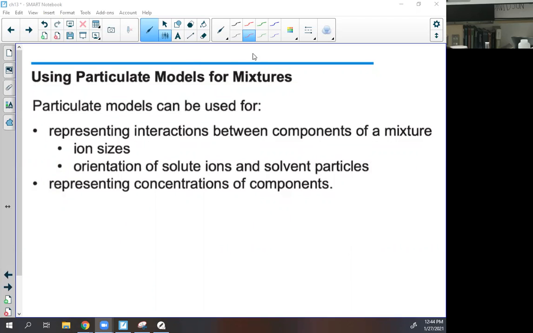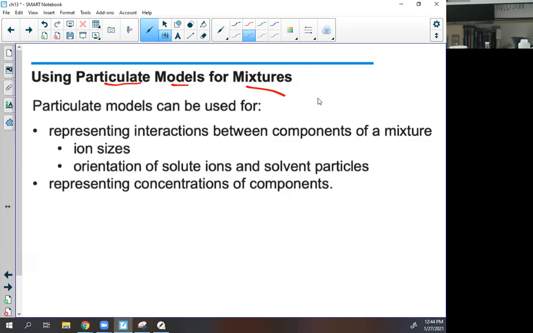The AP test loves when you draw things. They love when you draw solutions. So here we go. Using particulate models for mixtures. These are pretty important. They can be used for representing interactions between components of a mixture. When you do that, you need to show ion size, and orientation of solute ions and solvent particles. They want you to show that you understand things. It will also represent concentration of components.